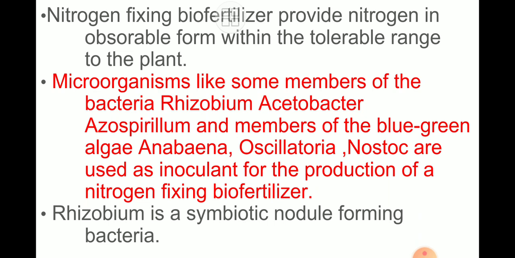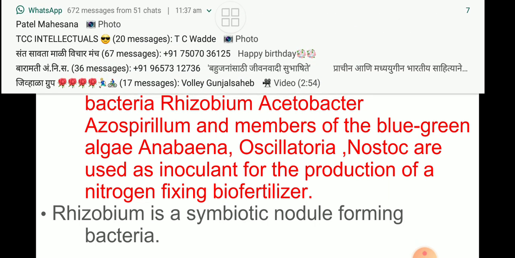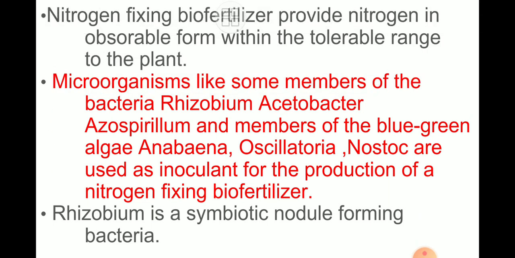Now, microorganisms like some members of the bacteria, Rhizobium, Acetobacter, Azospirillum, and members of some blue-green algae, Anabaena, Oscillatoria, Nostoc are used as an inoculant for the production of a nitrogen fixing biofertilizer. My friends, in the previous lecture also we got an idea which bacteria, because in the examination the question may be asked. Or suppose you want to set up an industry for the production of Rhizobium, definitely Rhizobium is a biofertilizer bacteria. Again Acetobacter, Azospirillum, and blue-green algae, you will be able to develop some methodology to produce all these blue-green algae or bacteria in a mass form, and that inoculant you will have to sell to the farmers as a nitrogen fixing biofertilizer.